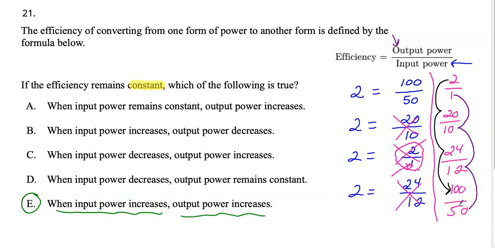Now, if D confuses you, what this means is when the input power goes down, the output power stays the same. So that's why D is gone. You don't need to go through each one of these. This one says when the input power goes down, the output power increases. You can read through each one of them, and you'll see it doesn't match up with this. So in short, my answer is E.